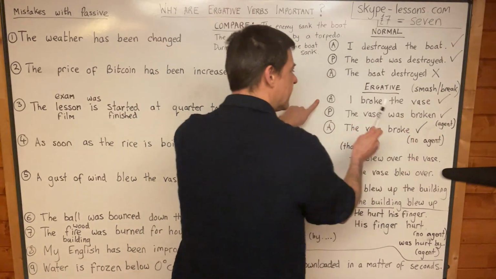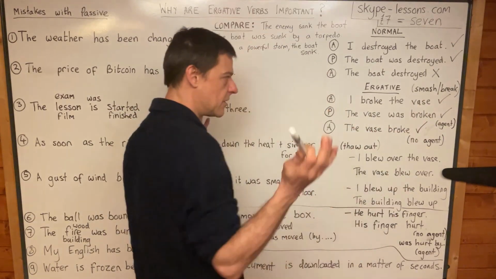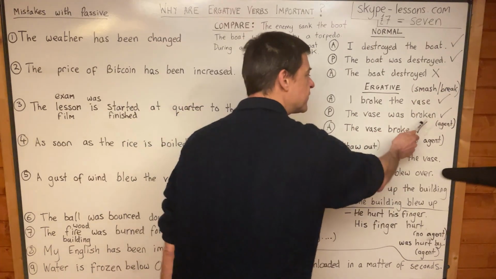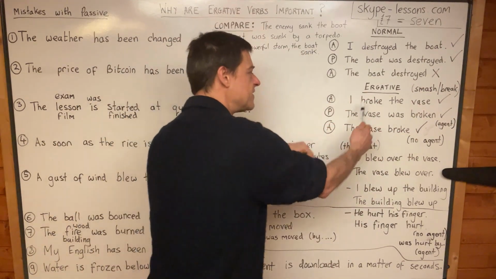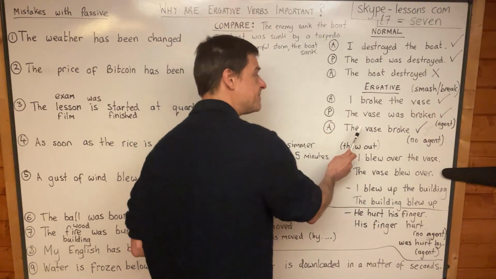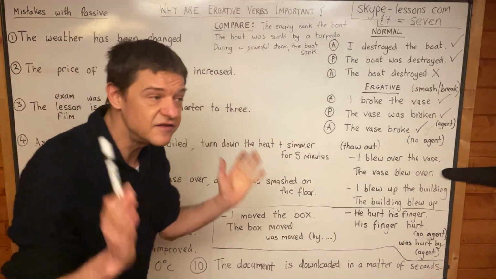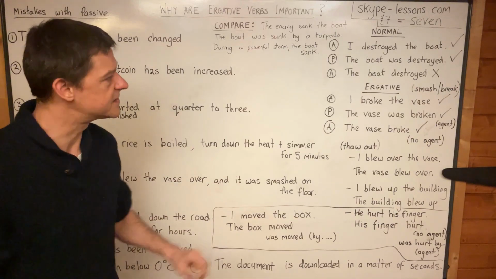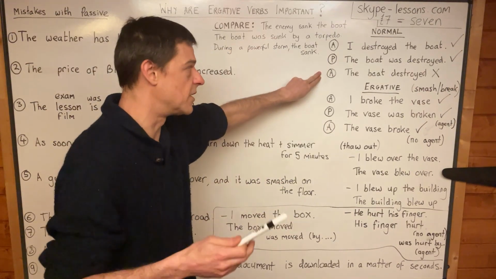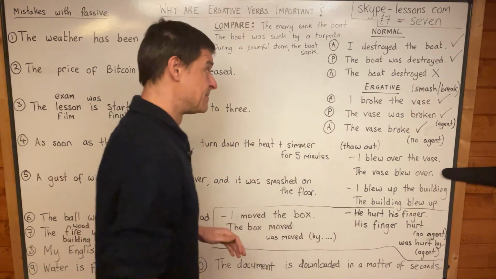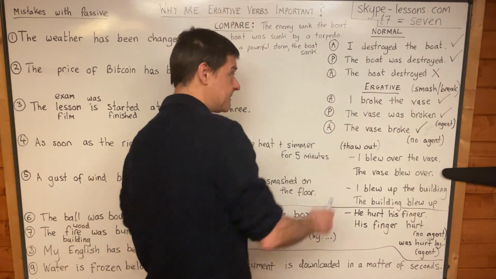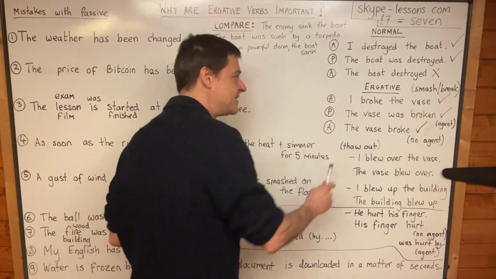I broke the vase, subject, verb, object, okay? The vase was broken. That's correct, that's in the passive. Now let's try putting the vase at the front and use active. The vase broke. That is also grammatically correct. Even though the boat destroyed or the vase destroyed is not grammatically correct. So normal verbs, you can't do that. Ergative verbs, you can do that.